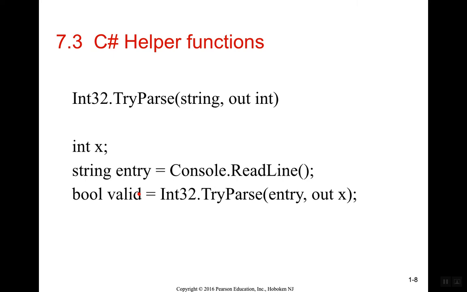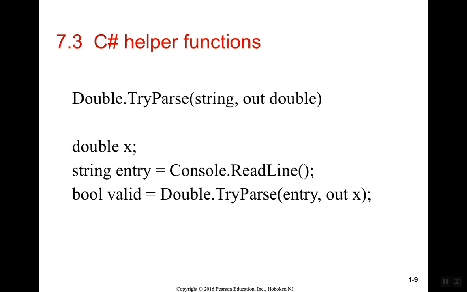So now if I do this, I can say if valid, then I know that my entry was a valid number. Now I might want to do an additional check there to make sure that it's within a range, but I know that at least it's valid numeric. So my program's not going to fail. I can do the same thing with double, and it looks just like the Int32, only I use double instead of the int values. It works exactly the same.